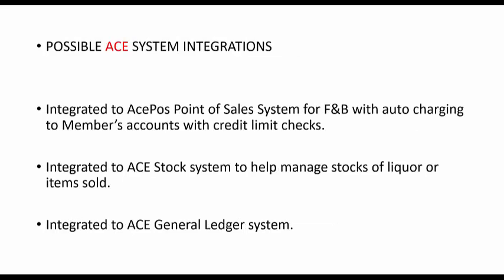Now, the ACE club membership system can be integrated to other ACE modules. For example, the ACE Point of Sale system for F&B businesses, with auto charging to members' account with credit limit checks. It can also be integrated to the ACE stock system to help you manage, for example, stocks of liquor or items sold with balanced quantity. So if you are selling liquor, for example, if you're not selling by bottles, you may be selling by a pack. So you can set in the stock system how many packs make up one bottle. So you can manage that for you. It can also be integrated to the ACE General Ledger system.